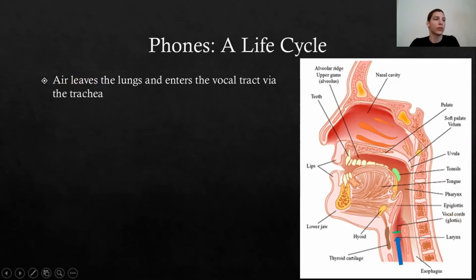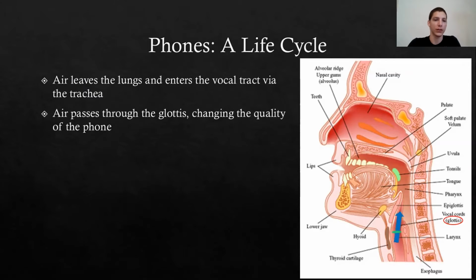So now that we know the anatomy involved, we can look at the process of how you actually make a sound from start to finish. So first, in order for you to have air to make a speech sound, air needs to come from somewhere, and so that is primarily the lungs. And so air leaves your lungs and goes into the vocal tract through the trachea, where the glottis is sort of sitting on top of it.